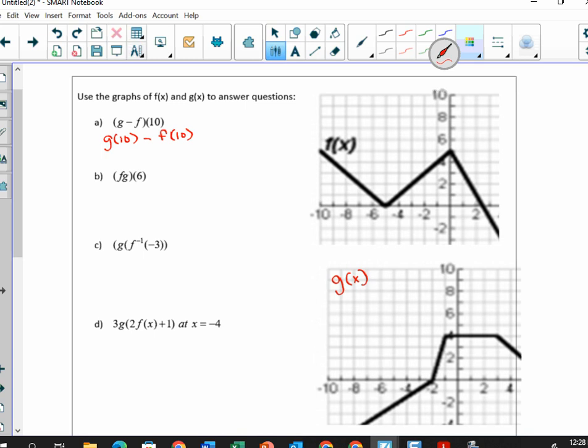Yeah, so look at g of 10, go all the way out to 10. What is the y value? Not positive 3. Negative 3 minus, look at the f one and go all the way out to 10. What is that? Minus 5. So what do we get as an answer?